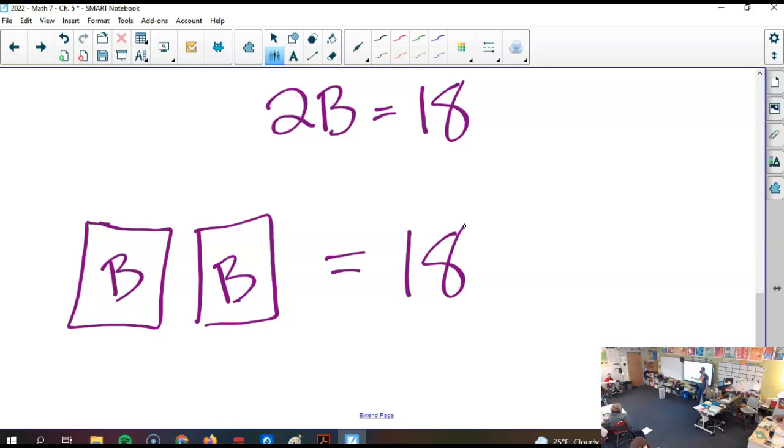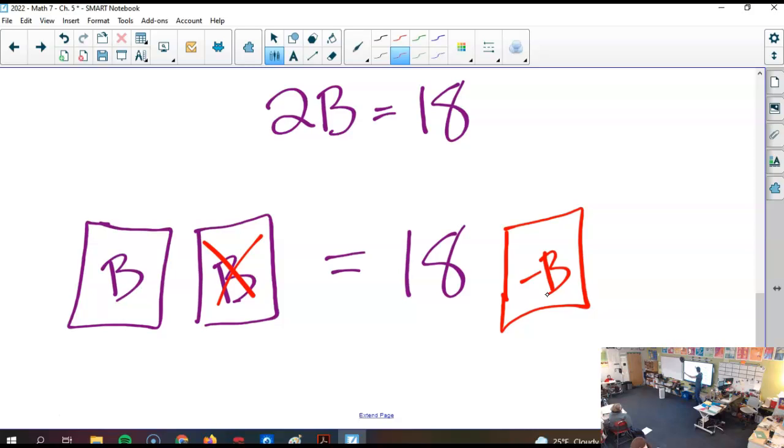The temptation is to say, well, take away one of the boxes. But can I take away a box over here? No. If I take away a box over here, I end up with a negative box over here, and this doesn't make any sense. I cannot subtract the variable because there's no variable over here. What I'm allowed to do is divide by 2, cut this in half.